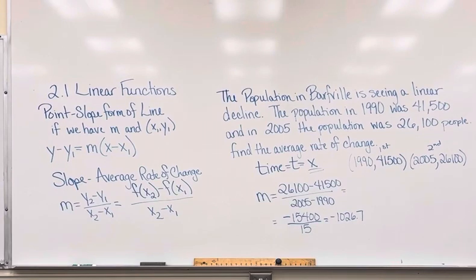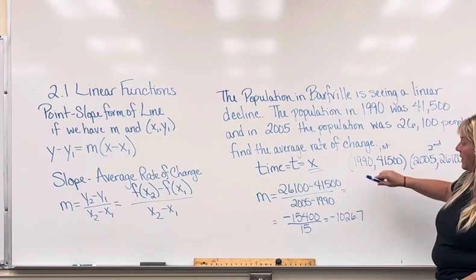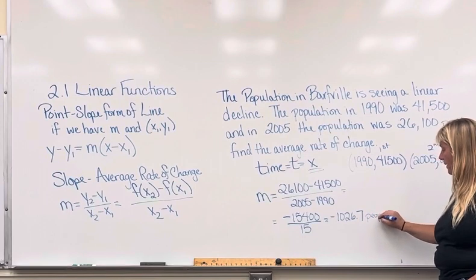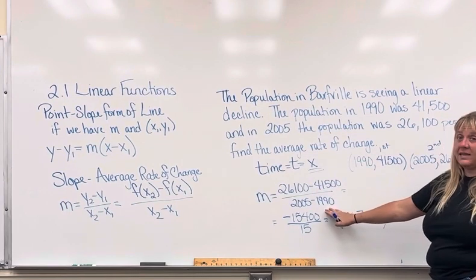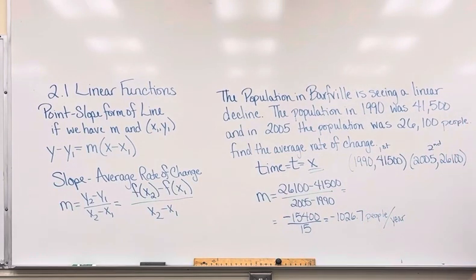But this is a word problem, so we need to figure out how to label this guy. So that's what our slope is, negative 1,026.7. But now remember that population is up top, so it's going to be people per, and time is on the bottom, so people per year. So what it looks like is about 1,027 people are leaving Barfville each year.